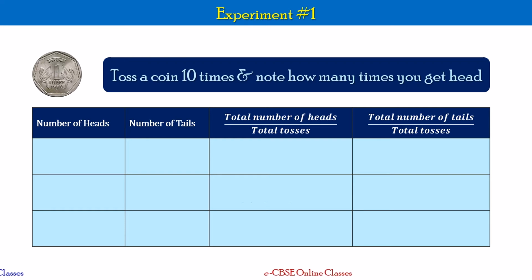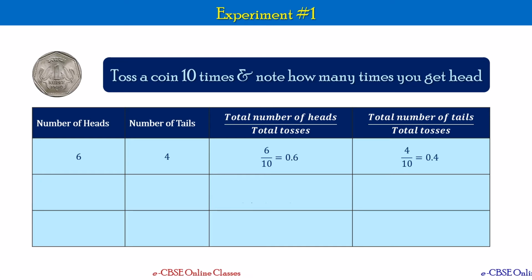When I did that experiment on myself, I got 6 heads and 4 tails. So the ratio of total number of heads to the total number of tosses is 6 by 10, because I did 10 total tosses, which is my denominator. And out of that, 6 of the outcomes have come out to be heads. So the numerator is 6. 6 by 10 is 0.6. A similar calculation for number of tails is 4 by 10.